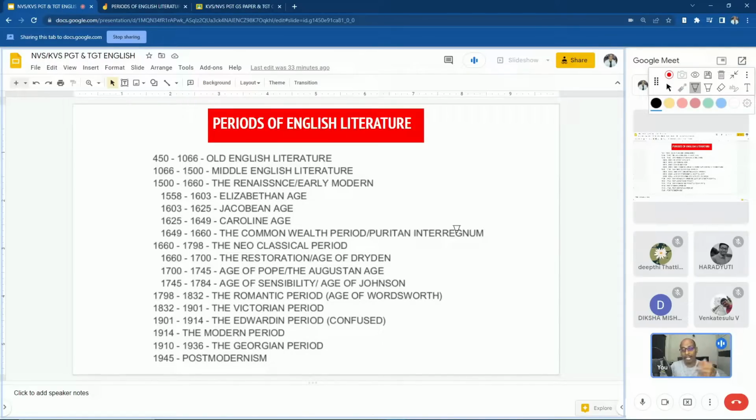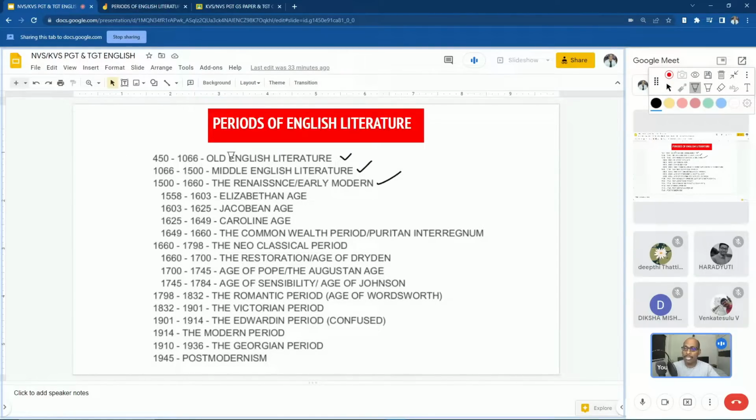Some periods are not part of the syllabus, but still we should know at least minimum information from those periods. So Old English literature we have completed, which may not come in your examination. Even Middle English literature we completed, which may not come in your examinations. But if you have learnt that information, it will give you confidence. And then we started the Renaissance or early modern period in English literature.